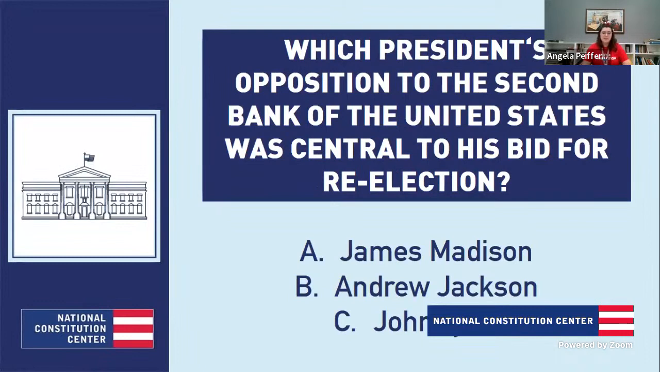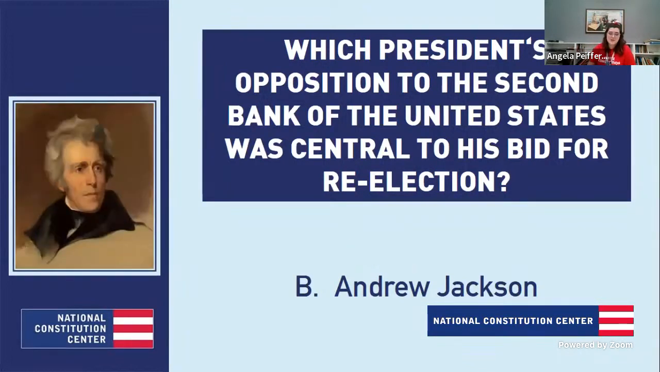Which president's opposition to the Second Bank of the United States was central to his re-election? Was it A, James Madison, B, Andrew Jackson, or C, John Tyler? Which president had a problem with the Second Bank of the United States? Yes, it would be B, Andrew Jackson, who is going to run for re-election based on his opposition to the Bank of the United States.